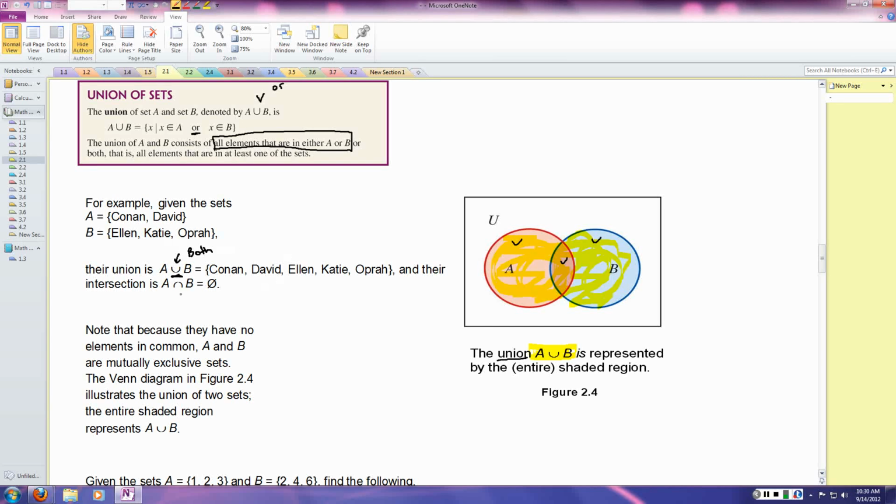Their intersection, this is the one that's in A and B. So the ones that are in A and B at the same time. And that would be the empty set again. So they have no elements in common. So they're mutually exclusive.